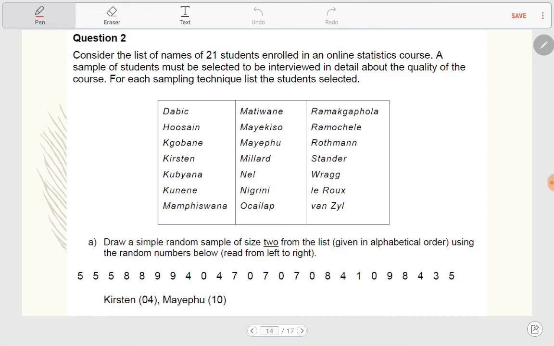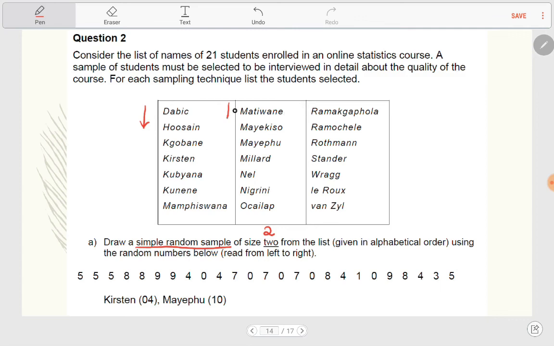The first thing you should do when you get this is understand what kind of sampling they want. They said simple random sampling. And then they said, what size should this be? They told us you want 2 observations. They say from the list, so note they're in alphabetical order going down each of the columns. They say use the random numbers below and read from left to right.